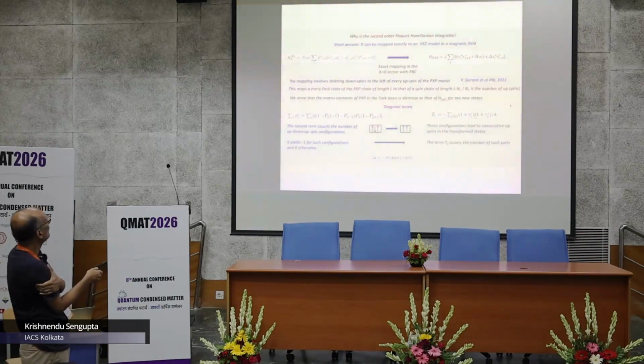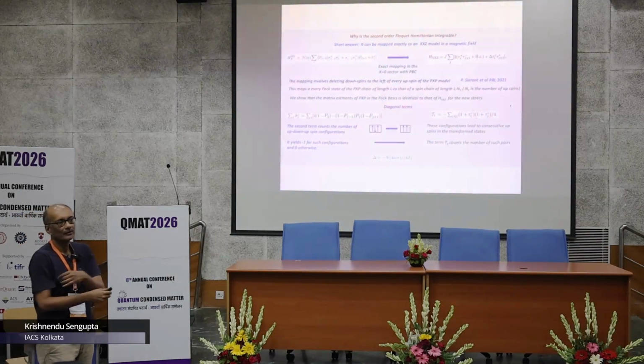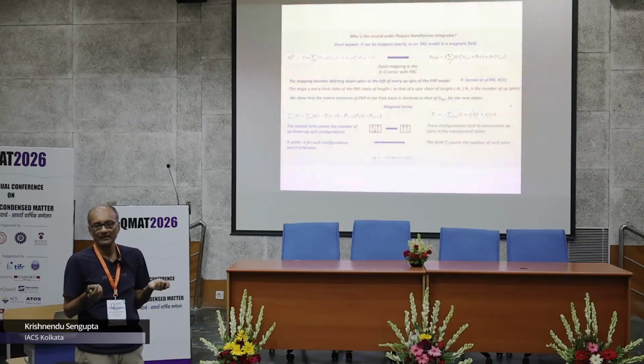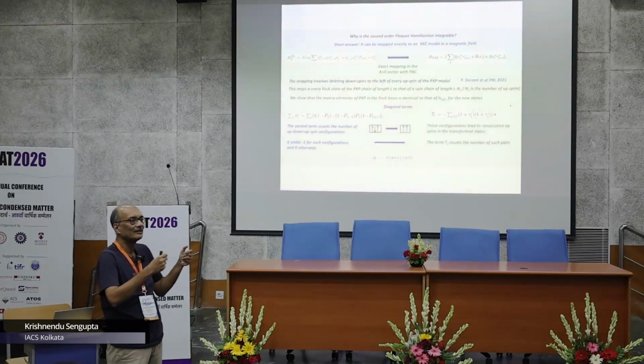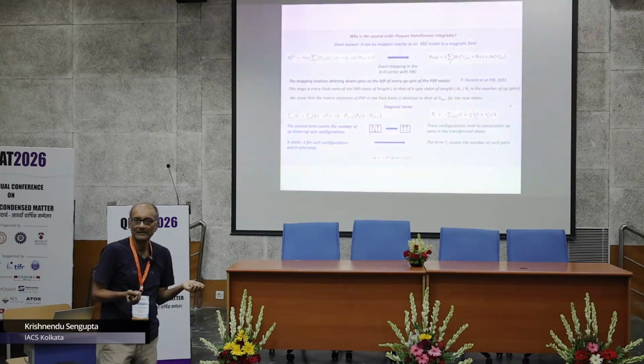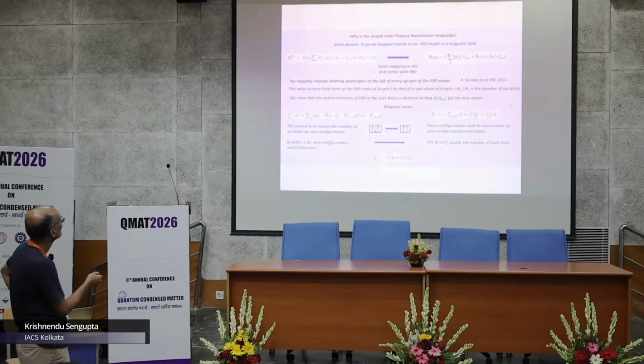Okay. This mapping involves deleting down spins to the left of every up spin in the PXP model. So if there are n up spins in your system, your chain length goes from L to L minus n. Now, how do we show the equivalence?